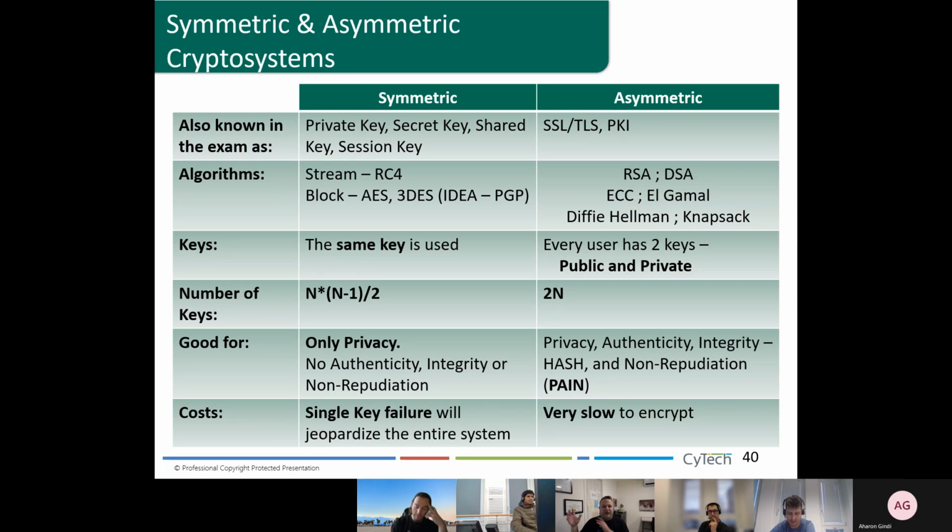So for asymmetric crypto system, we only have 6 algorithms. Okay, guys, it's very important. 6 algorithms, and that's it. If it's not in these 6 algorithms, then it's a symmetric crypto system. If it's not part of this 6, then it's symmetric.